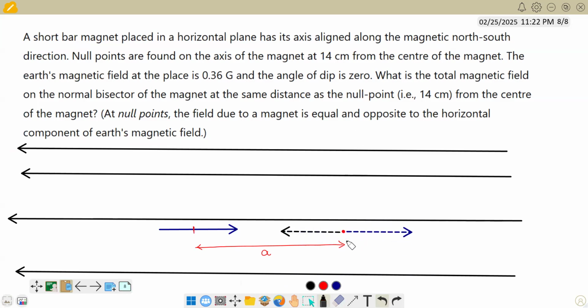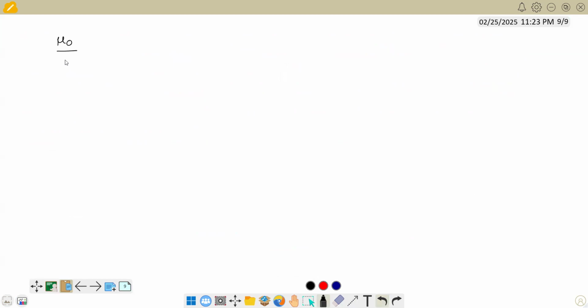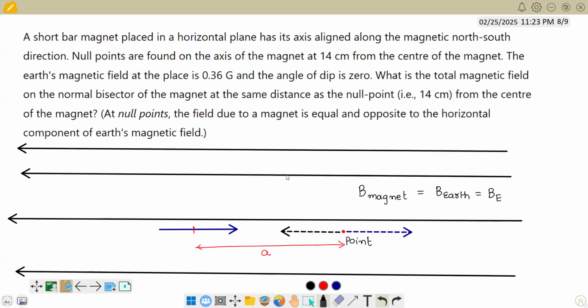So here, let me call this point the null point. At the null point, both the fields would balance each other. That means the magnetic field due to the magnet, that is the short bar magnet, is exactly balancing the magnetic field due to the earth. I'll call this BE, and it is given as 0.36 G. So indirectly we can tell, we know at an axial line, the formula is mu naught by 4 pi, 2m by a cube, is equal to the magnetic field of the earth at that location. Whatever is the location, that value of a is also given as 14 centimeter.